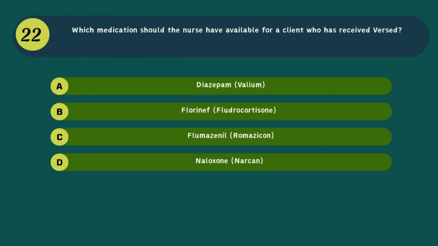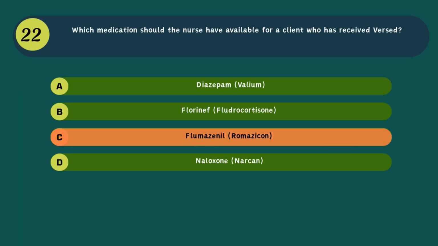Question 22. Which medication should the nurse have available for a client who has received Versed? A. Diazepam, Valium. B. Florinef, fludrocortisone. C. Flumazenil, Romazicon. D. Naloxone, Narcan. Correct answer: Flumazenil, Romazicon.